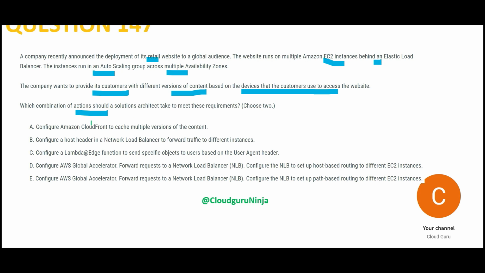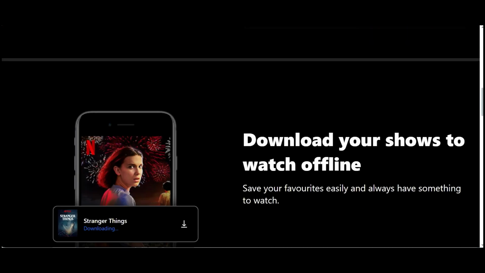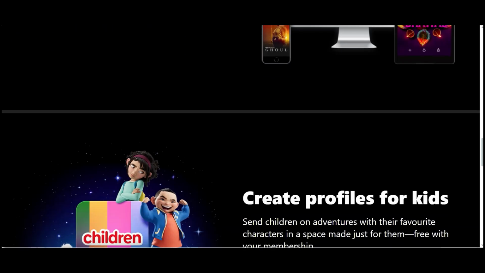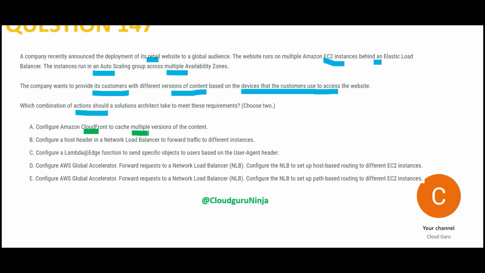See, one thing is sure, we'll have to make use of CloudFront, because whenever you go global, whether it's your website or any application, you have to use CloudFront. Even Netflix, they make use of CloudFront because they are a global service, and you can view it in different countries, so many different countries. So CloudFront would be one, and you cache multiple versions of the content. This is one correct answer.